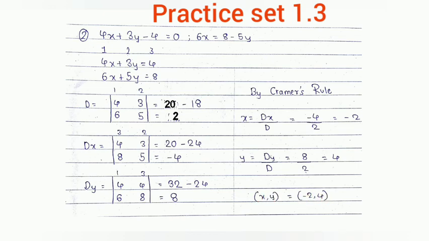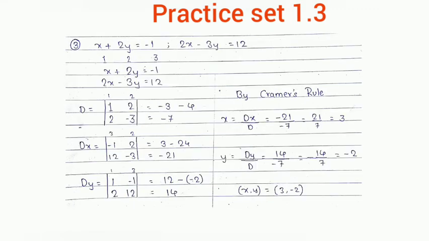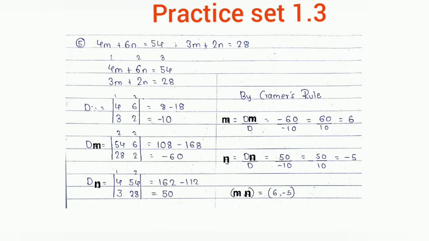Okay. We'll take the next one. Here the third sum, x plus 2y is equal to minus 1, and here 2x minus 3y is equal to 12. Again both these are in neat form, like 1, 2, 3. First, second, third column. So D 1 2, Dx 3 2 and Dy 1 3. Using this trick we'll get D means minus 7, Dx means minus 21, Dy equal to 14. So by again applying Cramer's rule, here we'll get x equal to 3, y equal to minus 2. So the solution is 3, minus 2.